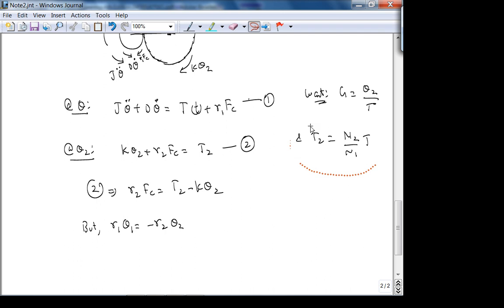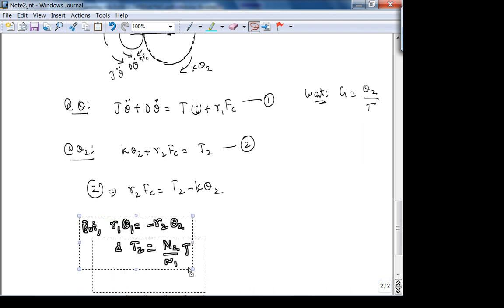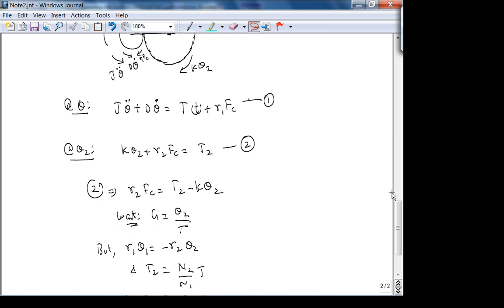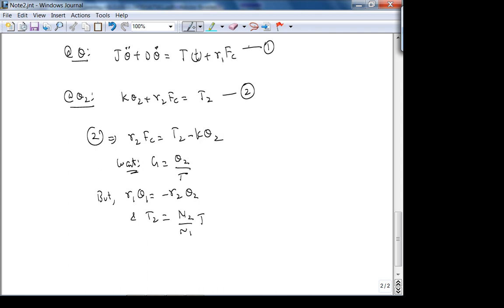So let's use all this. So that's what it is. We want this. Okay. So let's start doing all the simplifications. And once we get theta 2s and T's, then we'll take it into the S domain. Okay. Therefore, hopefully I didn't screw up my signs. So T, this is good, plus R1 FC, this is from 1. So let me do this. Therefore, 2 implies theta 2 is good, so FC equals T2 minus K theta 2 over R2, yes?